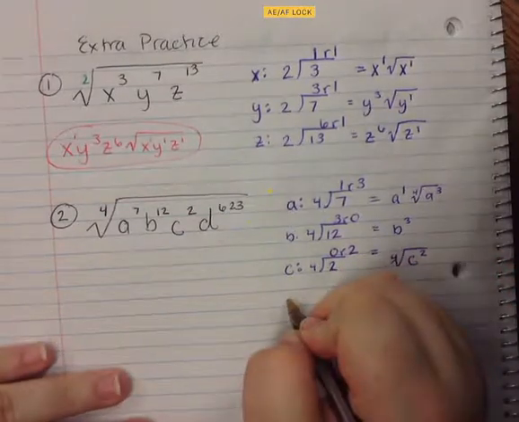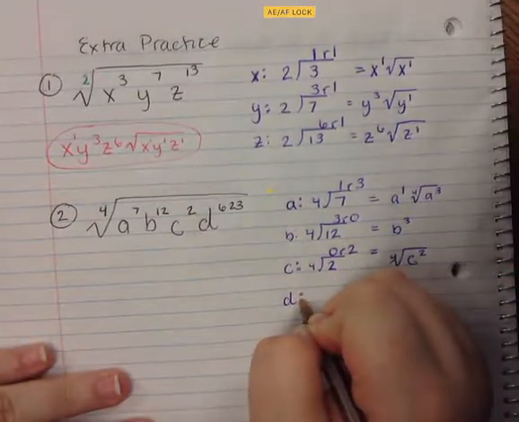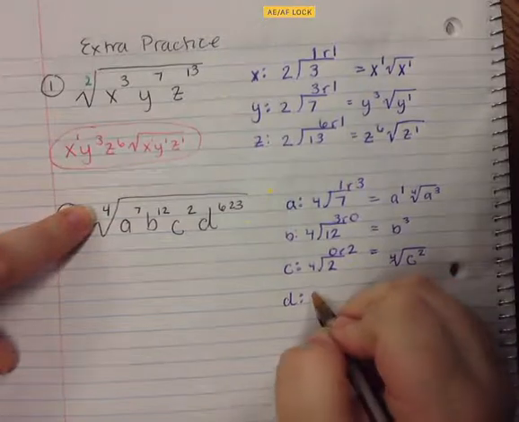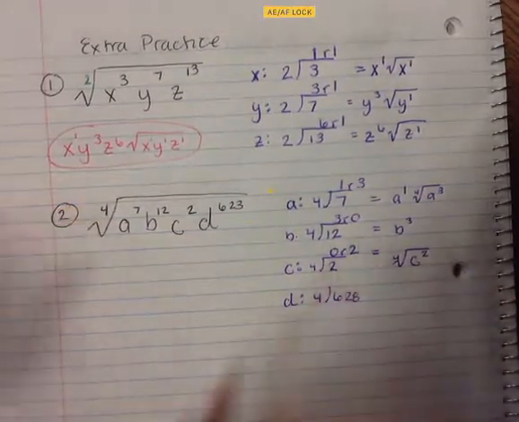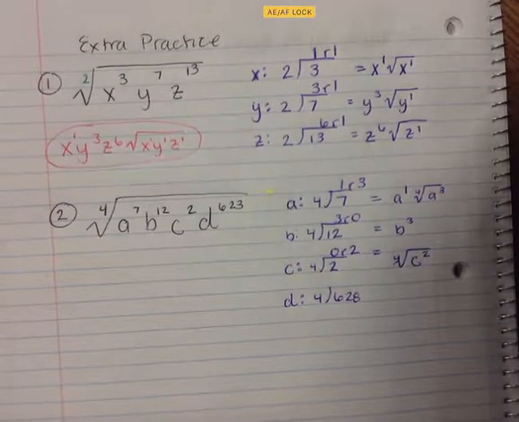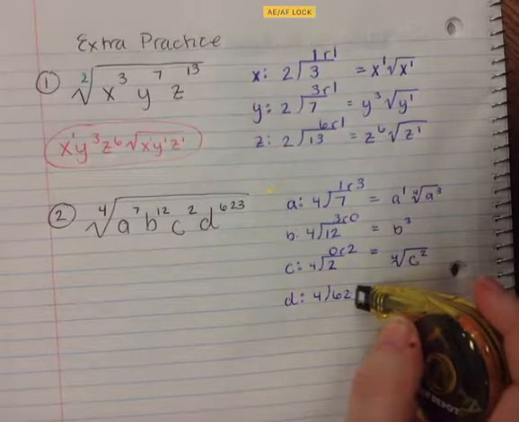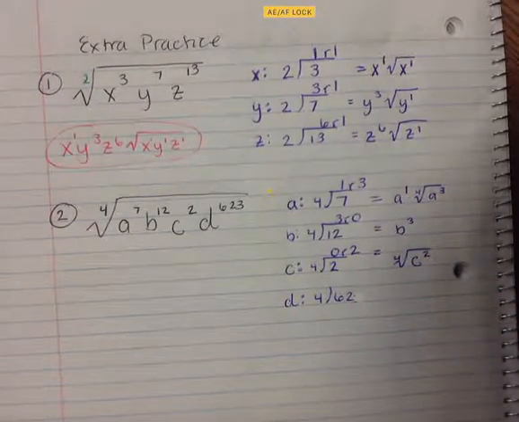And then the last one is the letter D. So our index again is 4, goes into 623. Sorry, 623. I accidentally put 628. I will fix that real quick. 623.